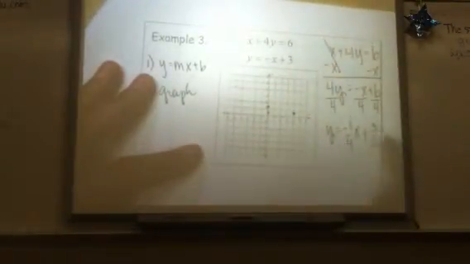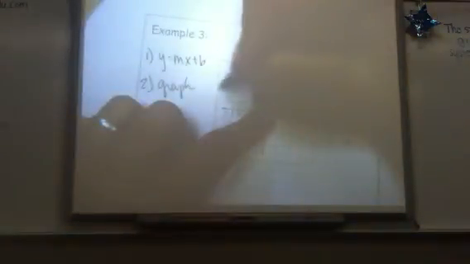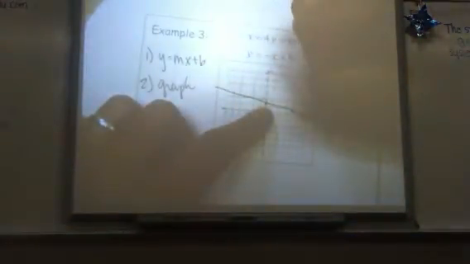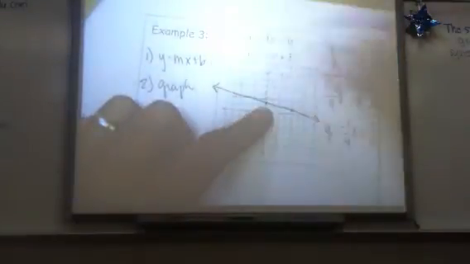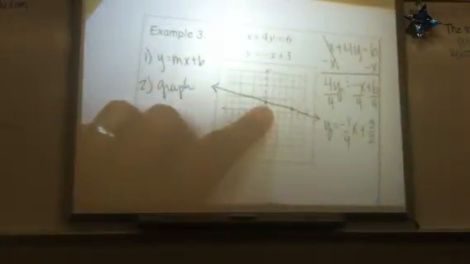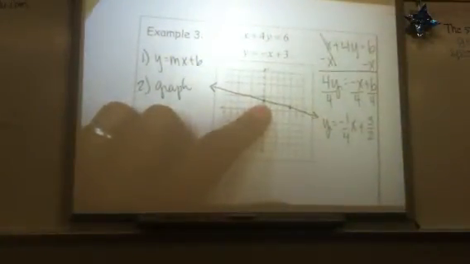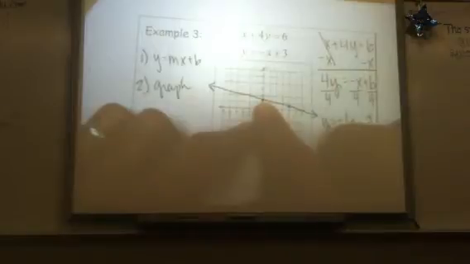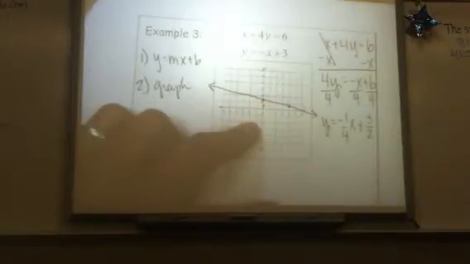Wait, how'd you get 1.5? Because 3 divided by 2 is 1.5. 6 divided by 4 is 1.5. My line didn't match up. 1 and 1/2. Yeah. Go up 1 and then just a little bit more for the half.